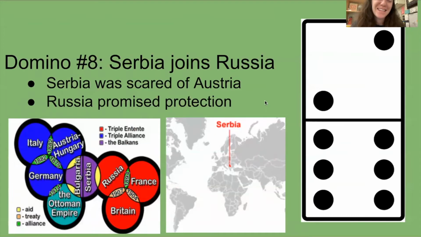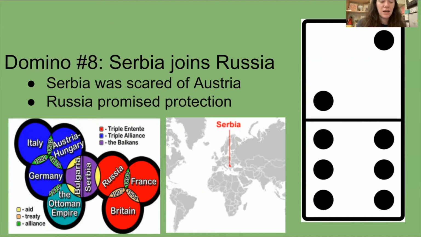Domino number 8, Serbia joins Russia. And Serbia was scared of Austria. They were ruled over by Austrian officials, and they'd just had enough with Austria. So Russia offers Serbia protection from Austria. And so they join Russia.